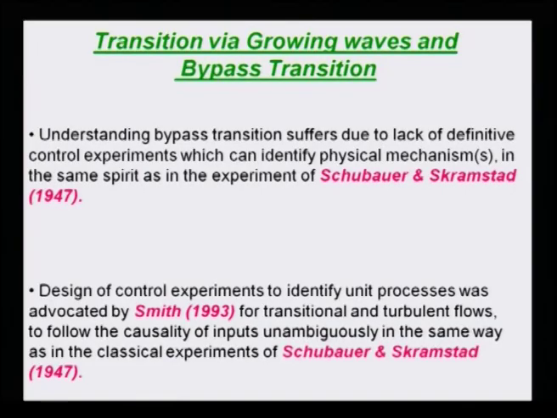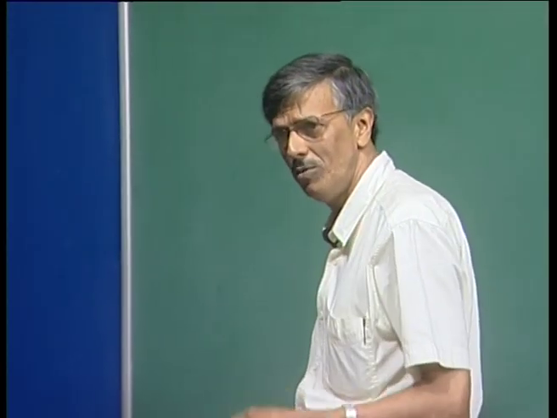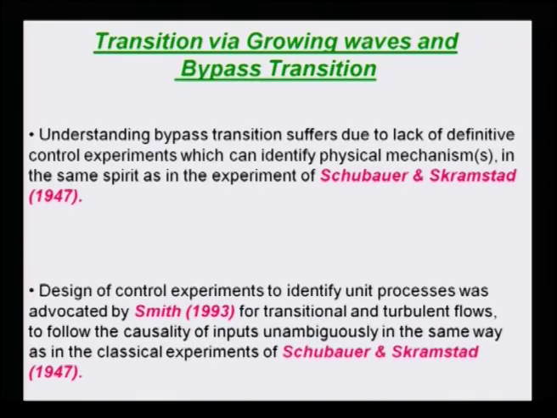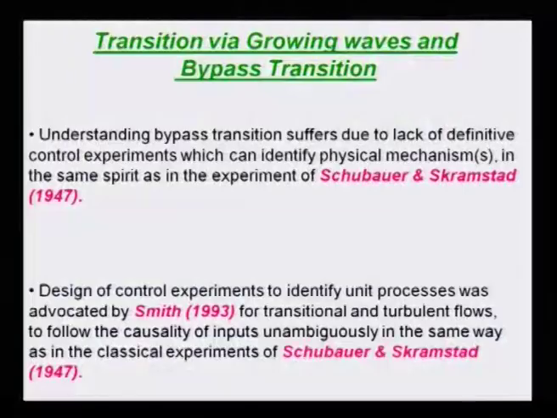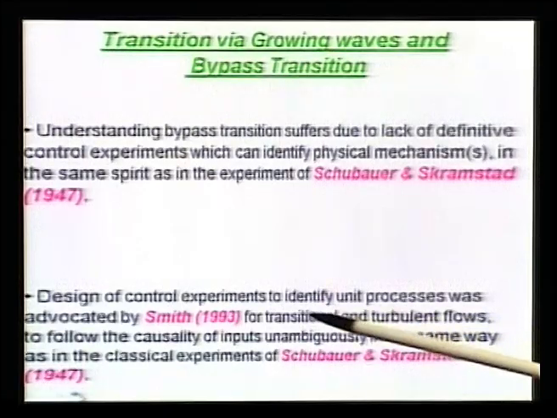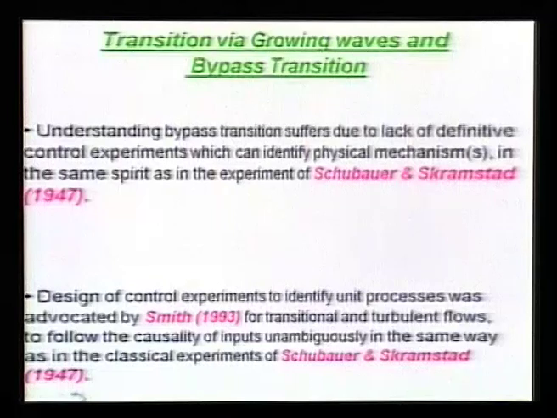So you have to do some definitive control experiments, by which only you can identify the physical mechanisms that would help you, the same way that Schubauer and Skramstad's experiment established instability theory the first time. So this was a revolutionary piece of work. Here also you need some such good, well thought out experiments. And this was clearly articulated by Percy Smith.